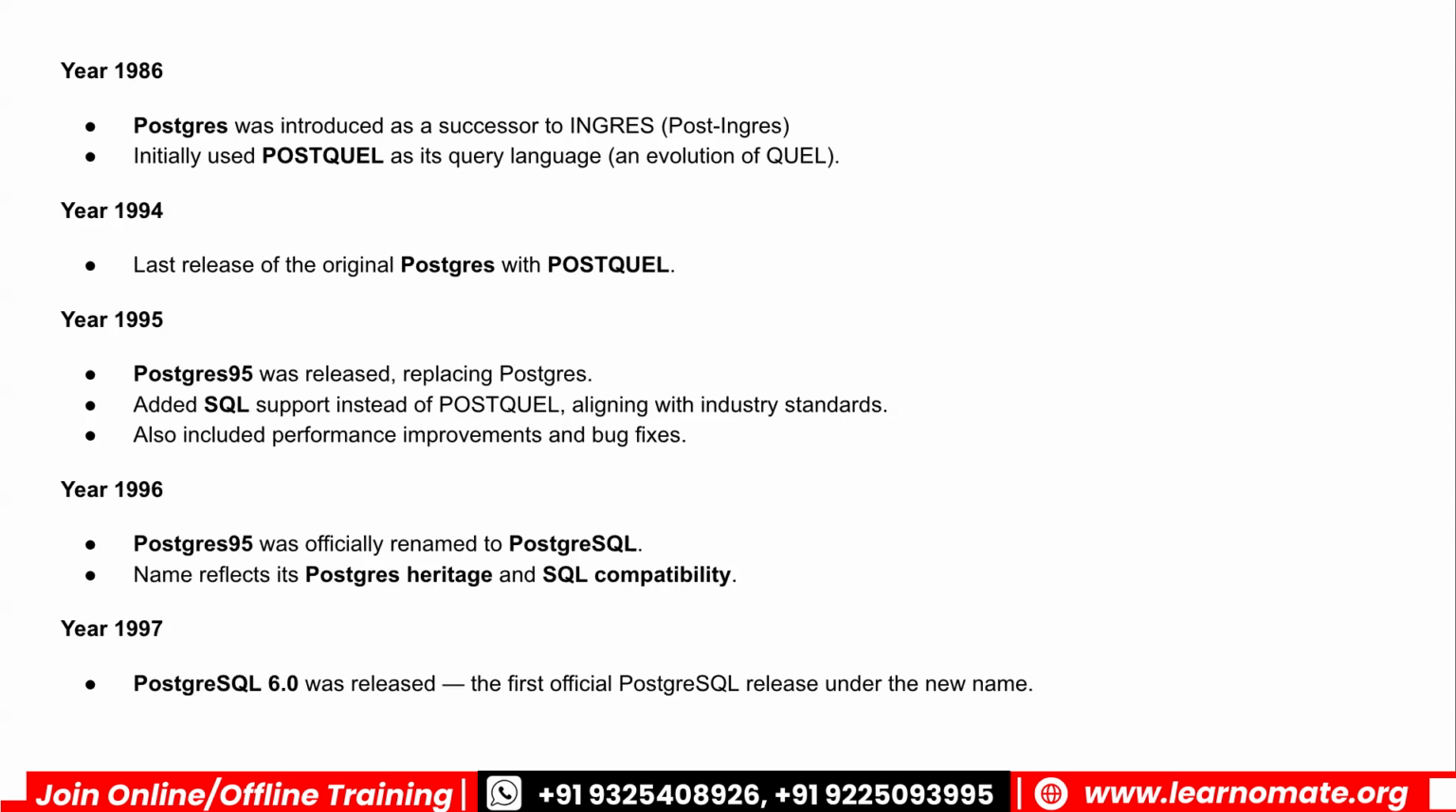Once any database version is released, the support is for 5 years. Currently PostgreSQL 17 is released in 2024, and after 5 years, it will be closed. Every year they are releasing one major version of PostgreSQL.